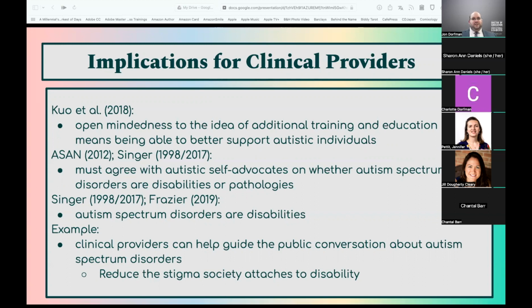The Autistic Self-Advocacy Network and Singer say that we must all agree with each other on whether autism spectrum disorders are disabilities or pathologies. Just to be clear, Singer and Frazier would argue that autism spectrum disorders are disabilities, not pathologies. So, for example, a clinical provider can help guide the public conversation about autism spectrum disorders with other clinical providers and with society at large, to help reduce the stigma that ends up being attached to disability.